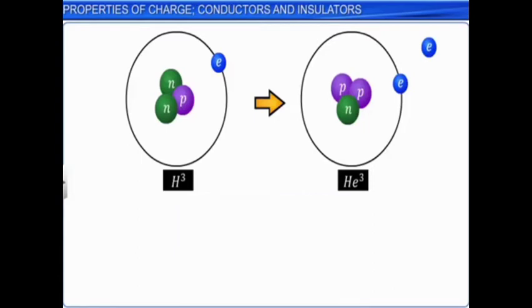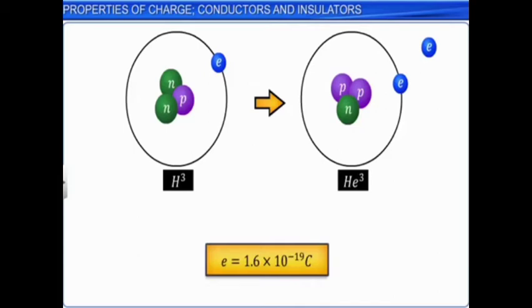The charge on an object is measured as an integral multiple of the basic unit of charge that the proton or electron carries and is denoted by e. This property is called quantization of charge. The magnitude of the basic unit of charge e is approximately equal to 1.6 into 10 raised to power minus 19 Coulomb.